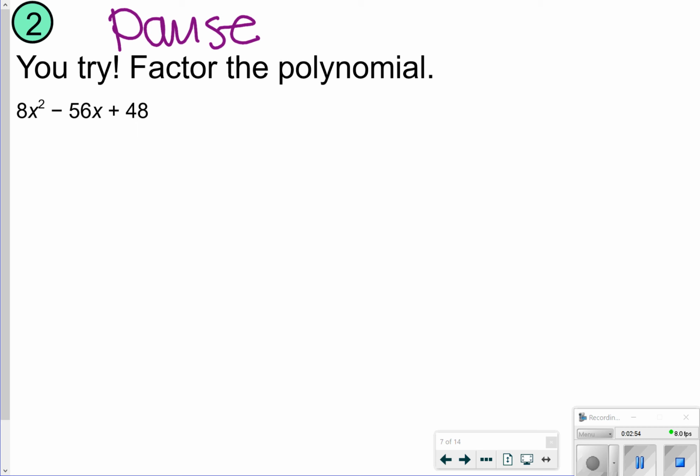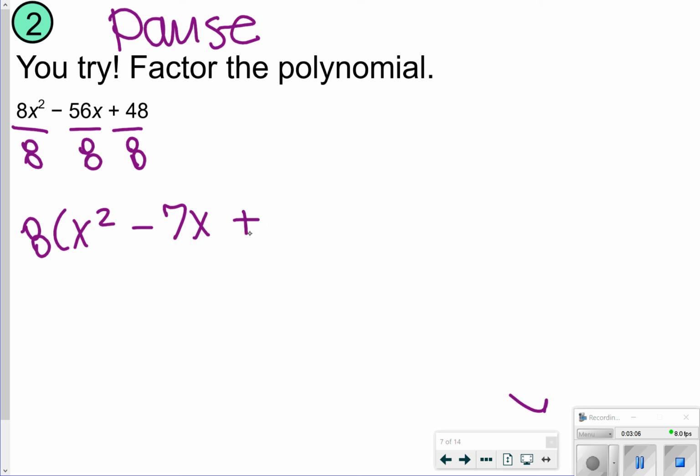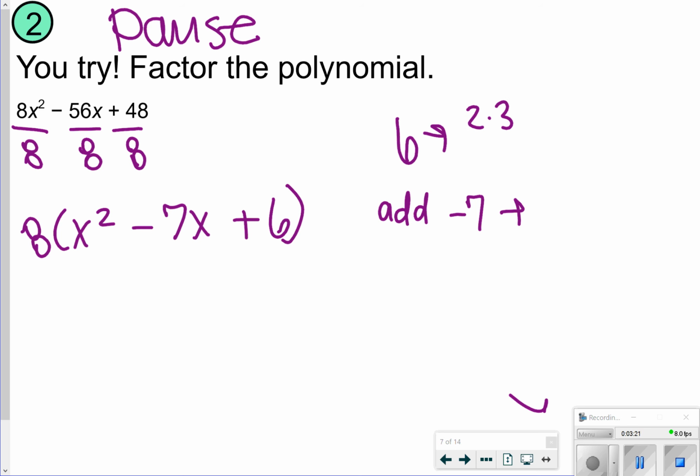Alright, so the GCF was 8 for all of these numbers. So I'm just going to factor out 8 at first. So I'm going to get x squared minus 7x plus 6. Again, I want to think of the factors that are equal to 6, but also add up to negative 7. I know that I can do 2 times 3, but 2 and 3 will give me 7, or negative 7. I know I can also do 1 times 6, and that could also give me negative 7.